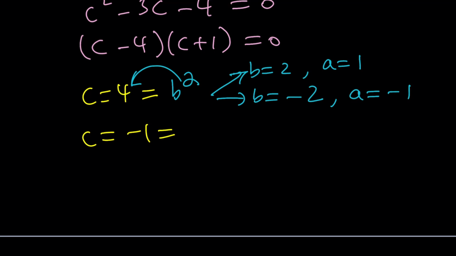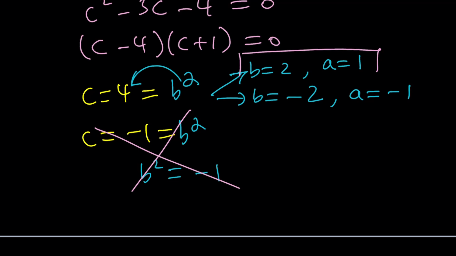But let's go ahead and look at the other value of c. B squared equals -1. If you don't see what I see, go ahead and switch them around, and this will probably make more sense. But from here, b is going to be plus minus i. But wait a minute, a and b are real numbers. So this is not acceptable. We're going to discard it.